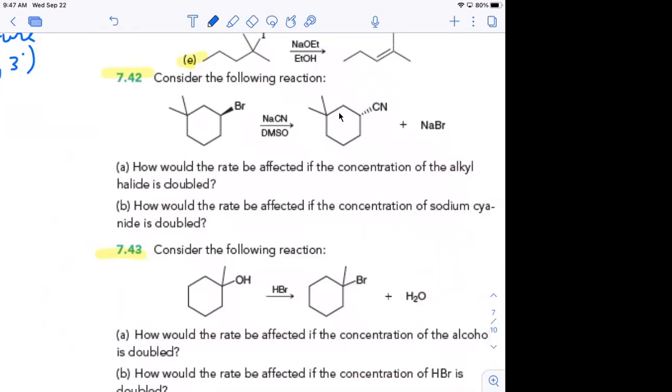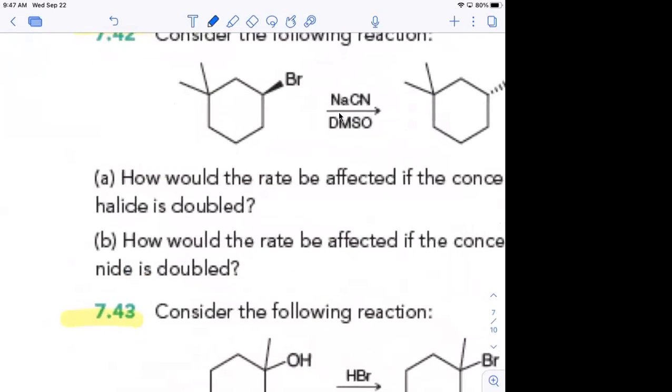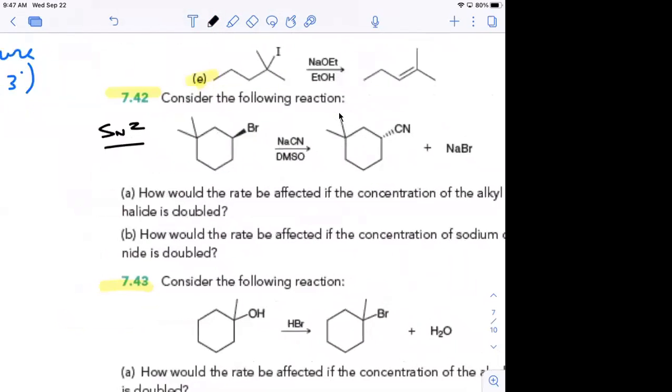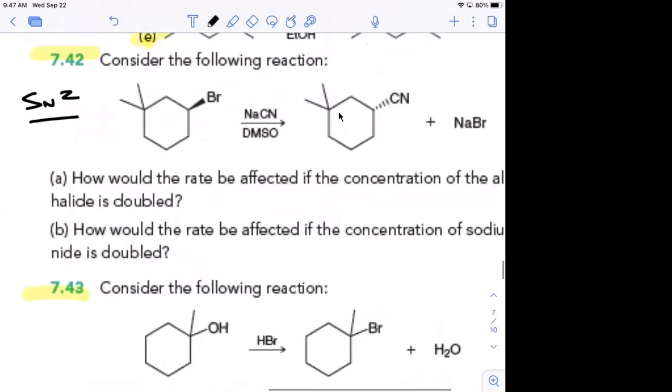SN2. I 100% agree with that. Now, how did you come to that conclusion? The inversion of stereochemistry, and it's only one product. You got inversion. That's good. You got an aprotic solvent. You have a secondary substrate. All those things point to, well, really the solvent and the inversion both point to SN2, because secondary substrates can do SN1 or SN2. Very good.